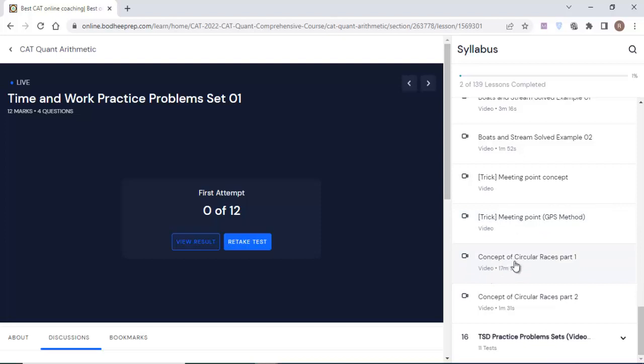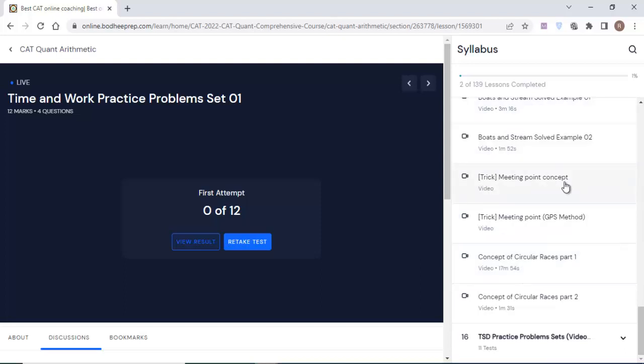And then I have given the concept for circular races. As I said, only the LCM and ratio methods are very much sufficient to handle these questions. So the varieties of questions have been taken, and the approaches of the LCM and ratio method have been used by taking some solved examples.